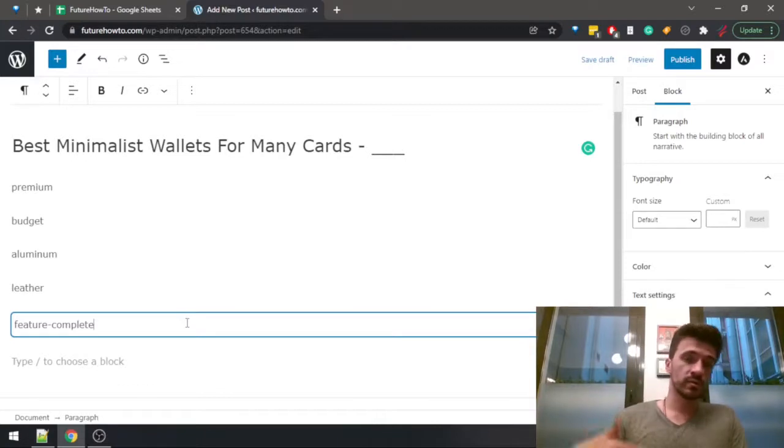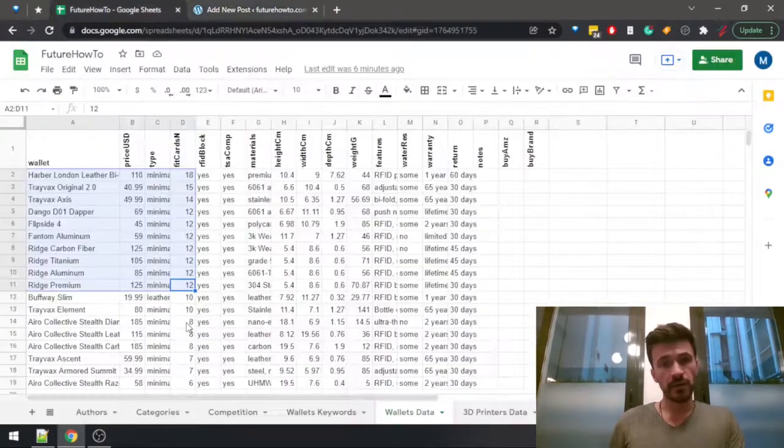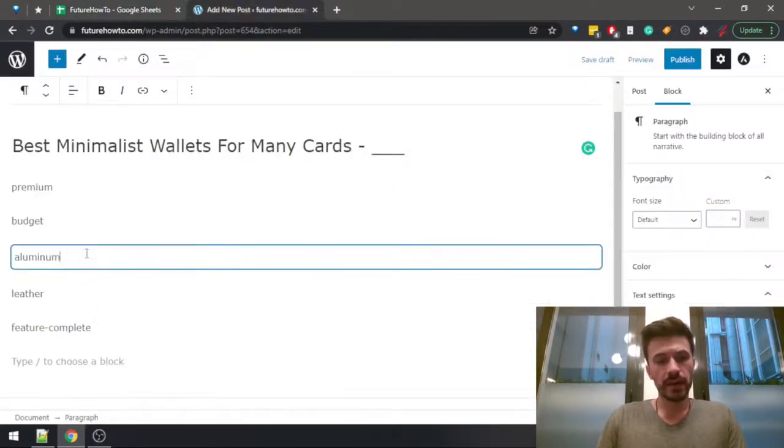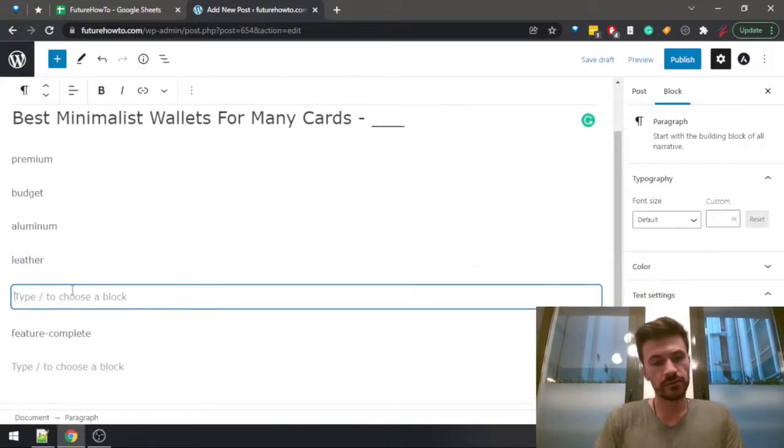I'm just using my experience from the niche here, but I believe I will keep a lot of them. All of them have RFID blocking. All of them are TSA compliant. So there's not a lot of use in pursuing those criteria here. Price is always a good one. I think you can always use price. We're going with build materials in here as well. Maybe I would add best aluminum, leather, and there's usually a third material being used for these kinds of wallets, which is carbon fiber. Maybe we'll do that as well.